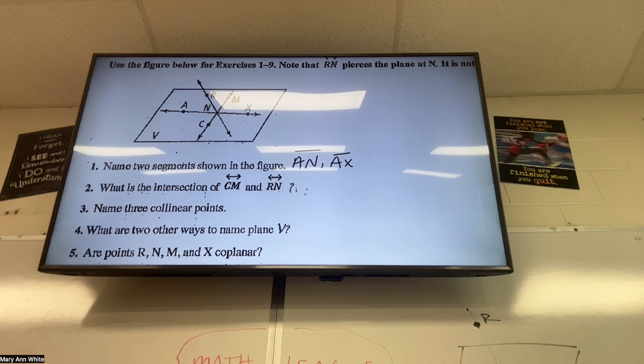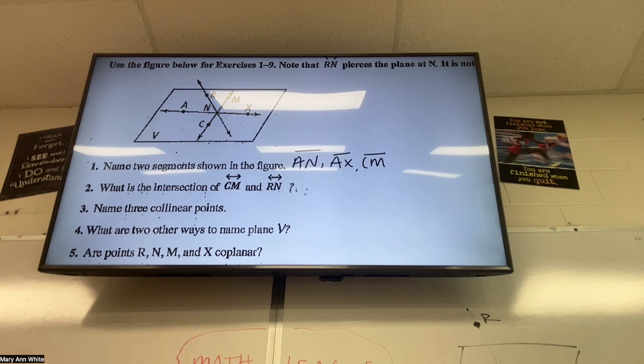Anyone have one that they want to make sure is right, or do you feel good about your answers? AX would CM be one? CM works. See how we skipped over N and we just went from C to M. That's okay as long as you have the 2 endpoints and just a segment on top.